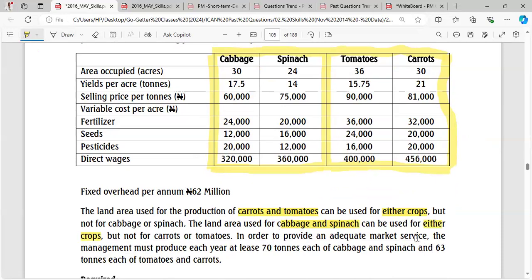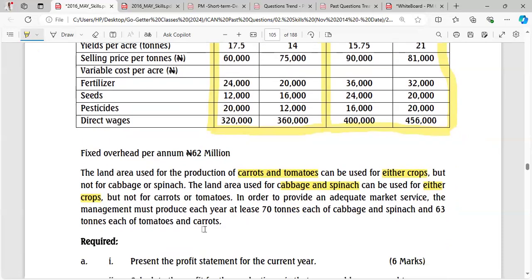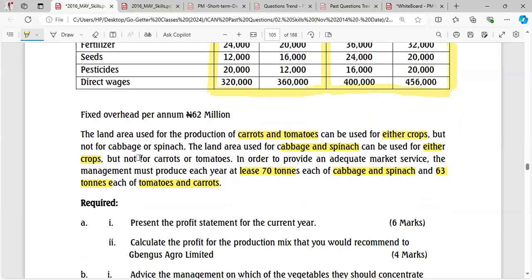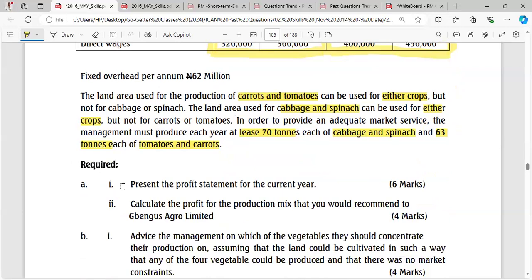In order to provide an adequate market service, the management must produce each year at least 70 tons, at least 73 tons each. Okay, now we are told to present the profit statement for the current year.